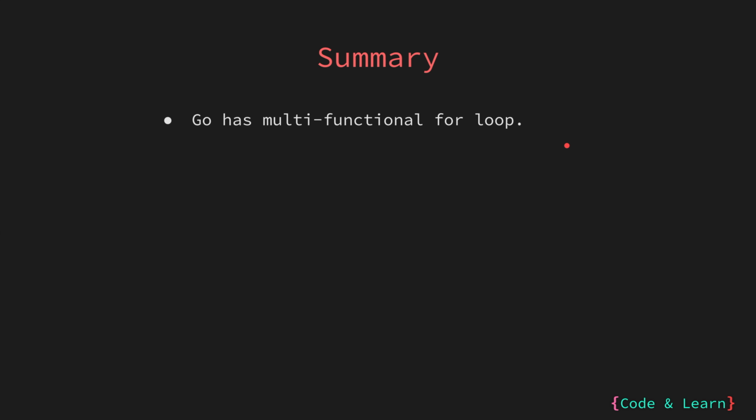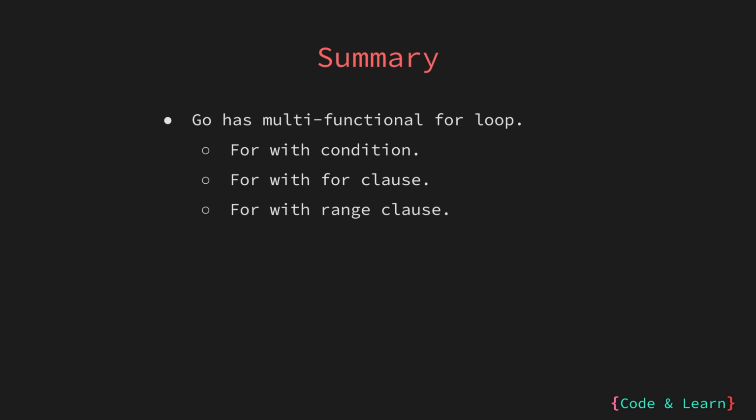In this lesson, first we looked at the multifunctional for loop. First we looked at for with condition, where you can start a for loop just with a condition, and the code block will be executed as long as the condition is true. Next, we looked at for with the for clause, which is the standard way of iterating using the for loop. It had three parts. First is initialization, second is the conditional check, and third is the post statement, which is executed after each iteration of the loop.